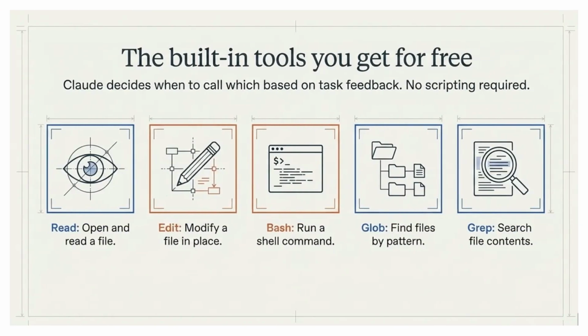The reason the loop can do real work out of the box is that the SDK ships with built-in tools. Here is the working set for a code agent. Read, open and read a file. Edit, modify a file in place. Bash, run a shell command. Glob, find files by pattern. Grep, search file contents. You enable them by listing them in your options, and Claude decides when to call which.